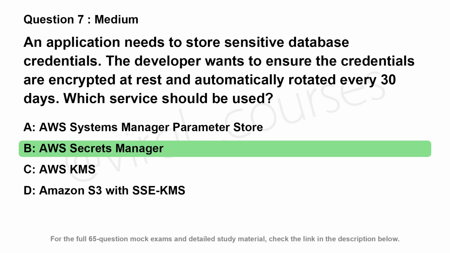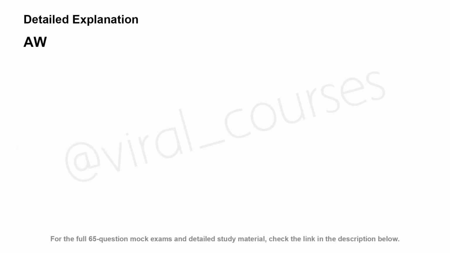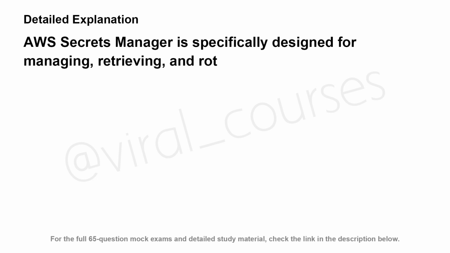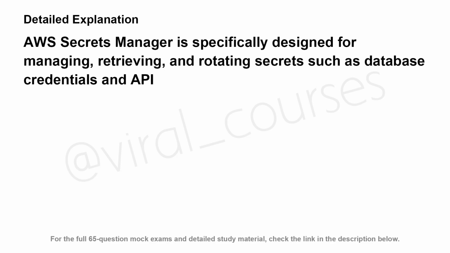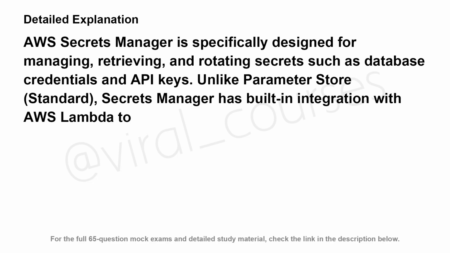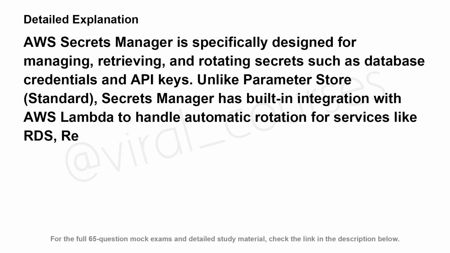The correct answer is B. AWS Secrets Manager is specifically designed for managing, retrieving, and rotating secrets such as database credentials and API keys. Unlike Parameter Store, standard Secrets Manager has built-in integration with AWS Lambda to handle automatic rotation for services like RDS, Redshift, and DocumentDB.